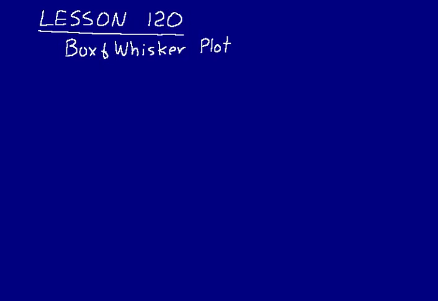Lesson 120 is on box and whisker plots. Now this is a way to organize a set of data, similar to Lesson 85 when we learned about stem and leaf plots and histograms. Those were ways to organize sets of data. Mainly what a box and whisker plot is used for is to break up a set of data into quarters, like a bottom 25%, a middle 25%, or second quarter, a third 25%, and then a last quarter.